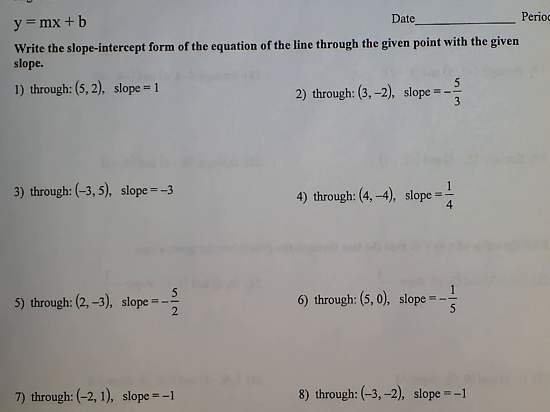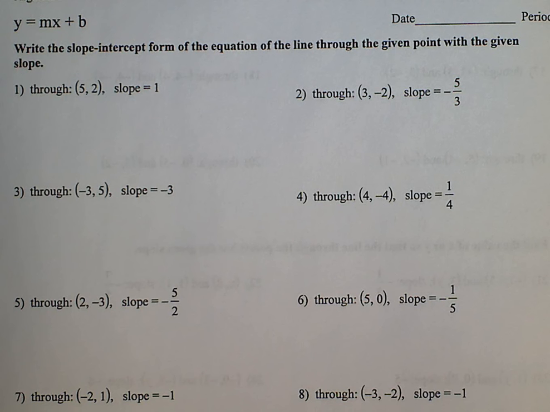9 plus b is 5. Really? How do I get rid of 9? We're gonna subtract 9. Negative 4 is b. I got a question.